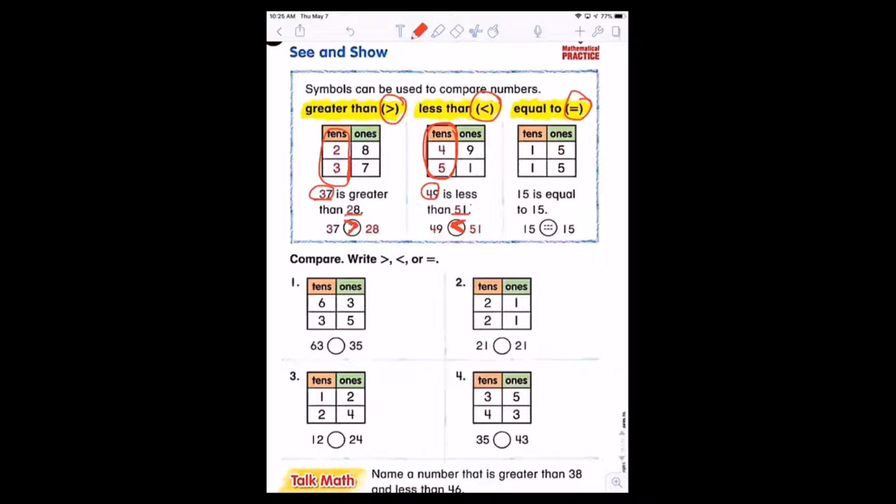Okay. Now the next one. Okay, 15 is equal to 15. So look at the tens. Okay, they have the same, 1 group of 10 each. And now look at the ones. Okay, they are the same. So that means that they are equal to.